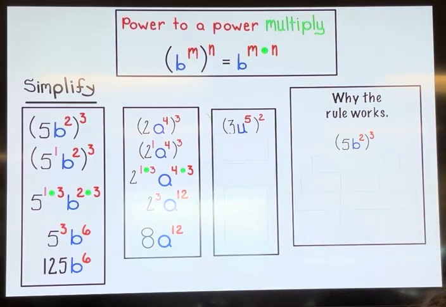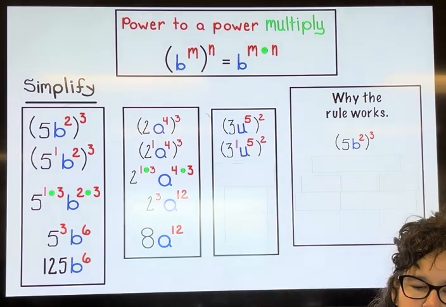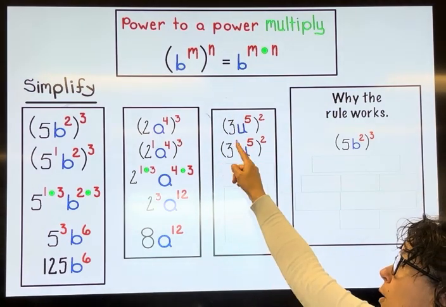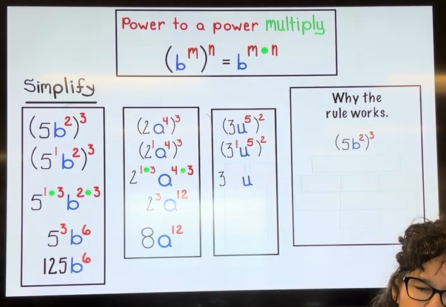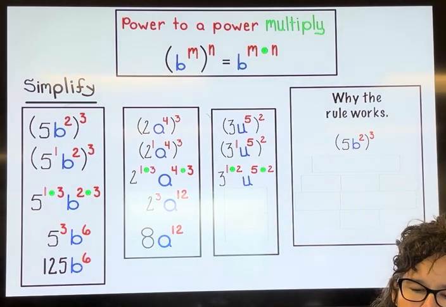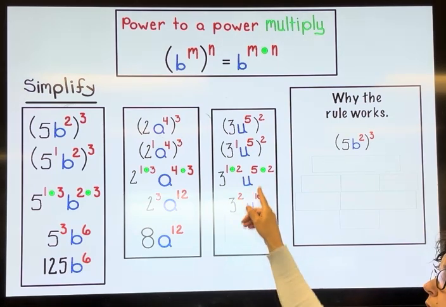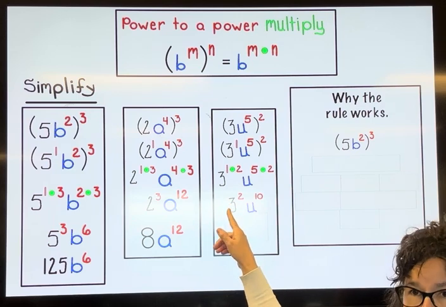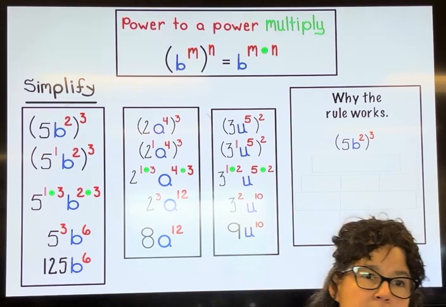Okay, 1 more example here. 3u to the 5th, emphasizing the exponent on 3 that I don't see is to the first power. So power to a power, multiply. I get 1 multiplied by 2. Power to a power, multiply, 5 times 2. So I end up with 3 to the 2nd power, 3 squared, u to the 10th, and then 3 squared is 3 multiplied by 3, which is 9, so I have 9u to the 10.